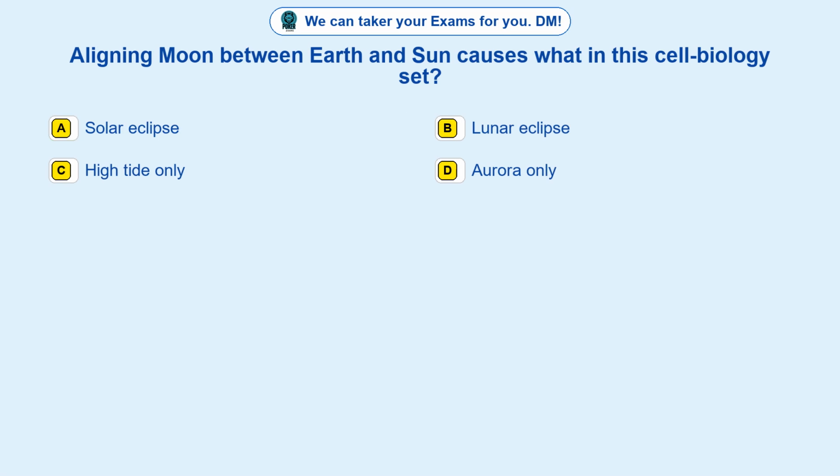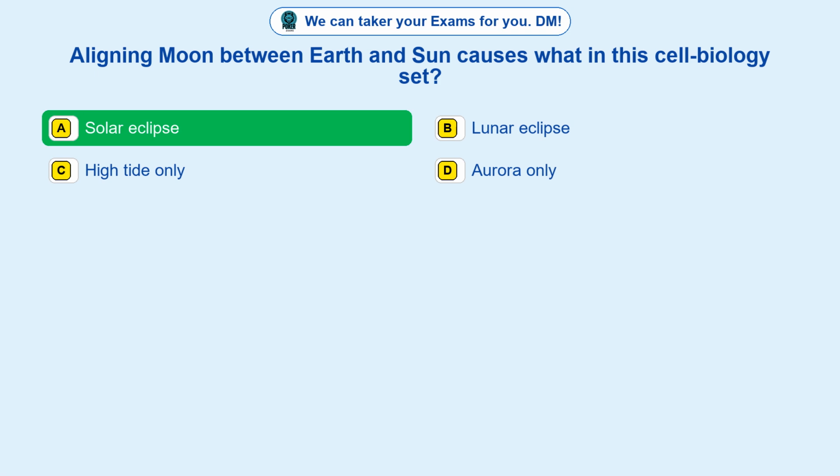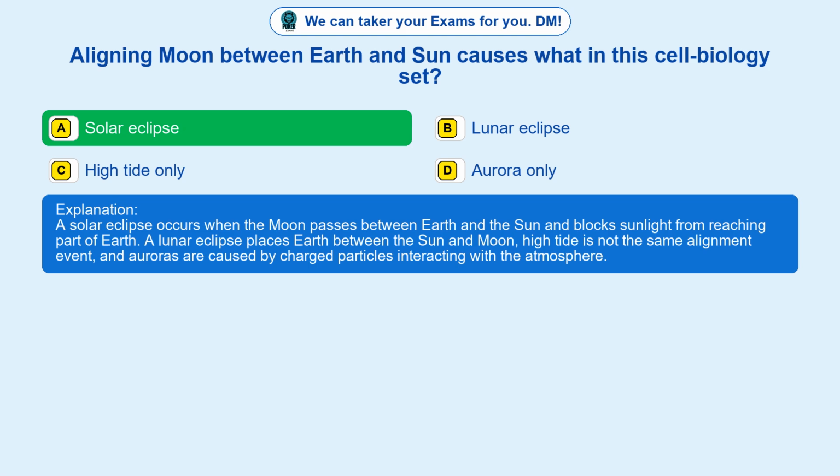Question 92. Aligning moon between Earth and Sun causes what in this cell biology set? Option A, solar eclipse. Option B, lunar eclipse. Option C, high tide only. Option D, aurora only. The correct answer is option A. Solar eclipse. A solar eclipse occurs when the moon passes between Earth and the Sun and blocks sunlight from reaching part of Earth. A lunar eclipse places Earth between the Sun and Moon. High tide is not the same alignment event, and auroras are caused by charged particles interacting with the atmosphere.